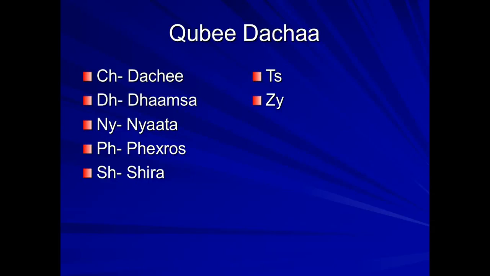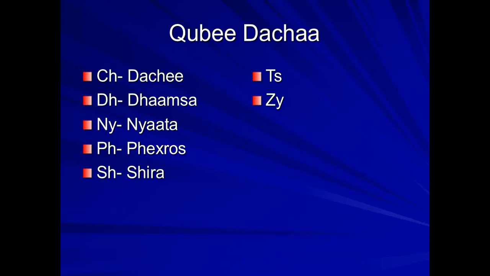Similar to the last one is ja, za, ya, ja. It is not za. For za, we only use z, but this is ja. That's also for when you want to write another language in Oromo; we can use that for that sound, ja.